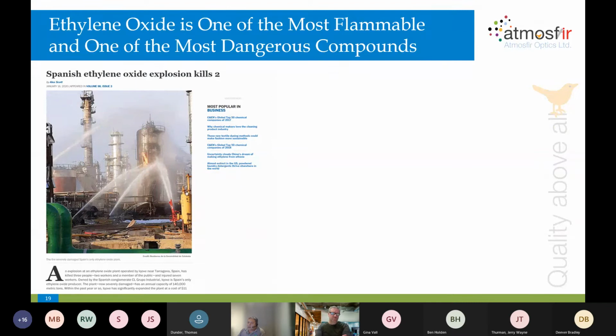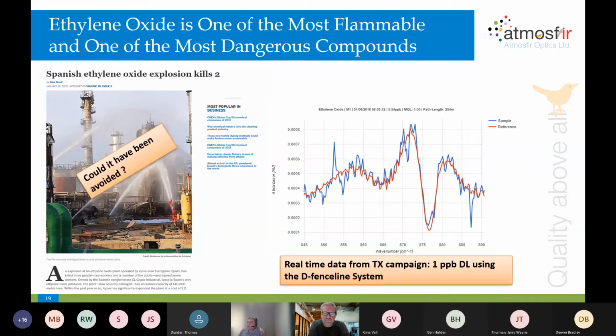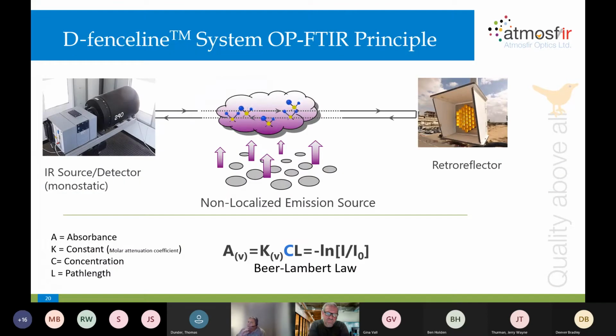We got a lot of inquiries from Texas in the United States about ethylene oxide. And that's because ethylene oxide, for sure, it's very explosive, but also very dangerous compounds. And we did a campaign and we proved that we can measure ethylene oxide in less than 1 ppb on the fence line. And how we can do it, it will be in the next few slides. So that is the background, and now let's talk about the system.